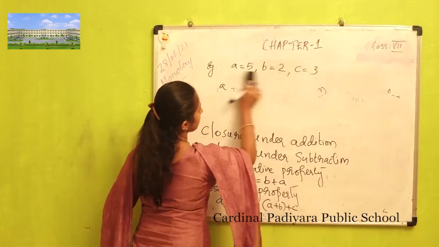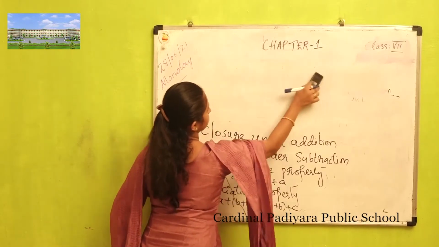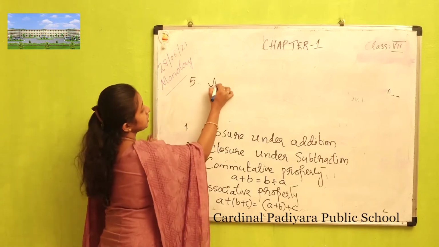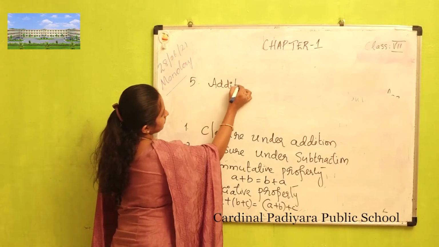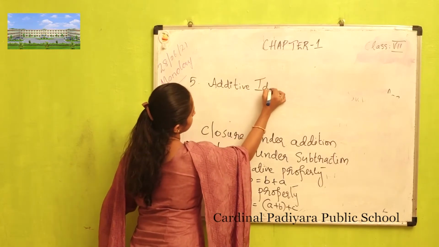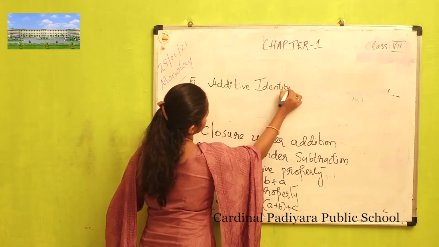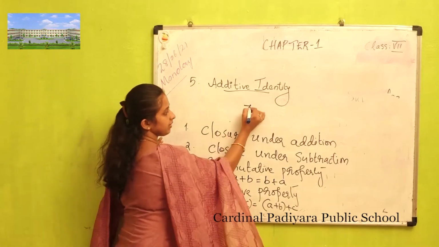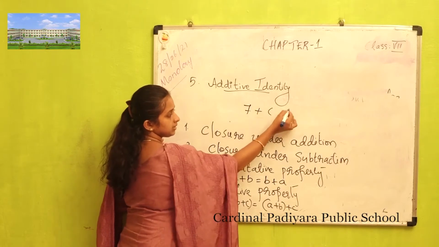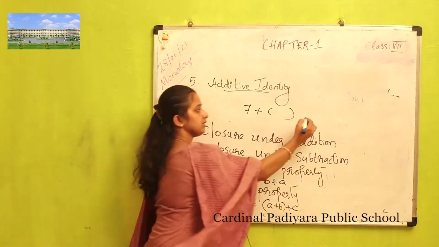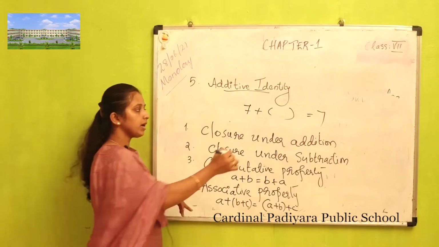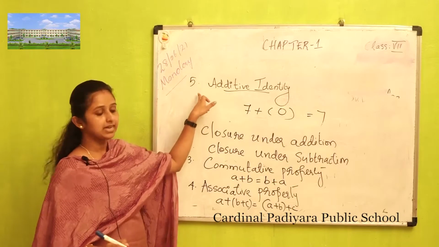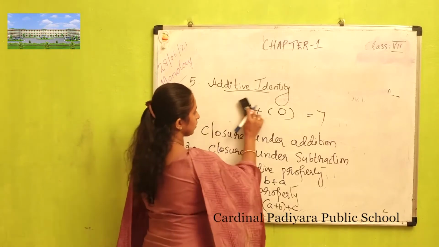And one more property is there. The fifth property, that is additive identity. If I am taking any integer, I am taking 7, and I should add something to 7 to get the answer 7. So when I am adding 0 to 7, I can get the answer 7. So we can say that additive identity is 0.